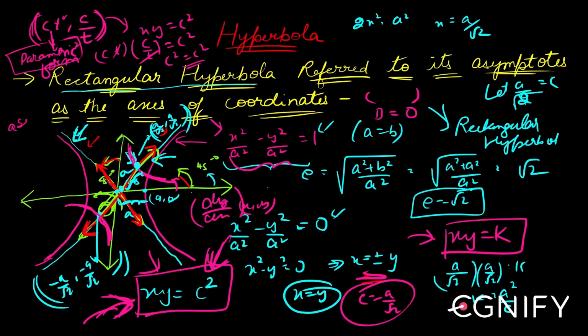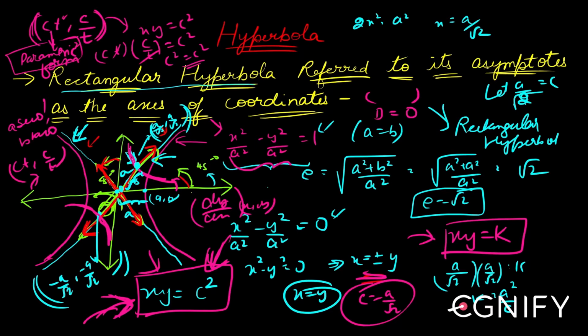Until now we have been saying a secant theta comma b tan theta, and suddenly we are seeing ct comma c by t. So just the parametric form was really new, but everything else you can always derive with the existing concepts that you already know and that you have already seen in the previous sections. So with this we conclude the section of rectangular hyperbola. I just had to introduce this to you.